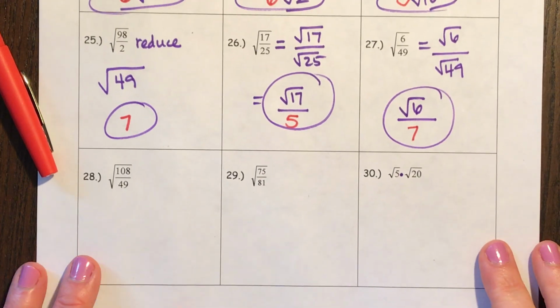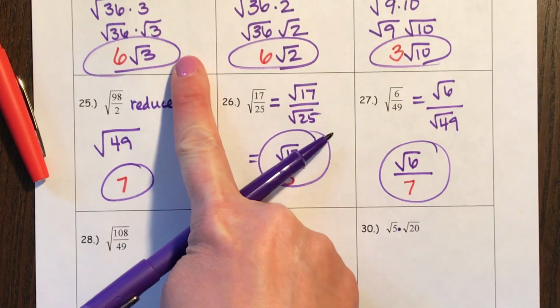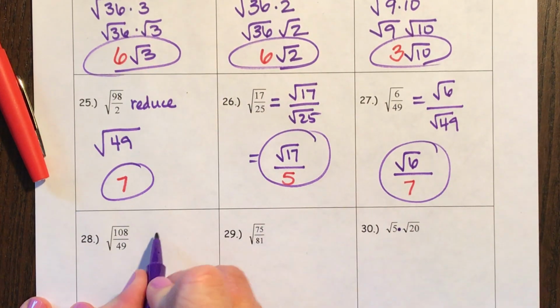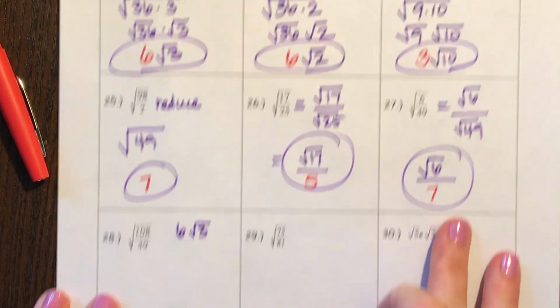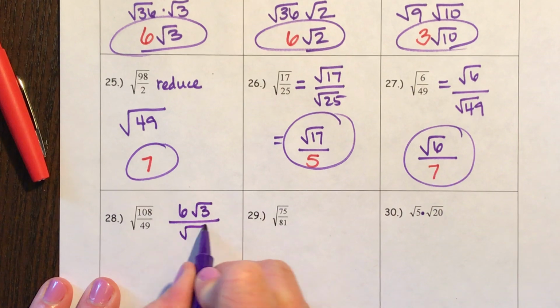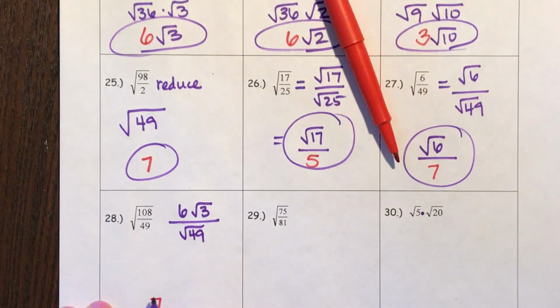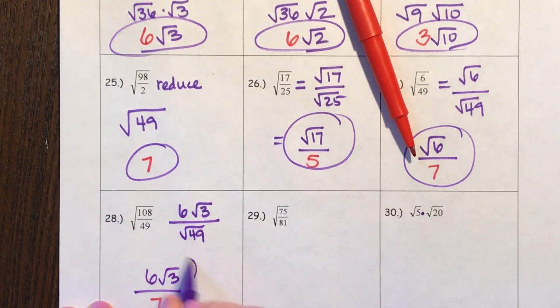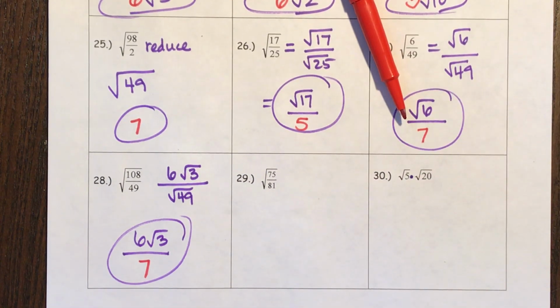Okay, continuing on. Square root of 108 we did up here. Do you see that problem? It's the same. So I'm going to go ahead and copy this 6 square root of 3, because I did that problem right here, over the square root of 49. We know what the square root of 49 is. Square root of 49 is 7. Then I'm done. I have met the condition that says you have no more fractions inside of the radical sign and no radicals in the denominator.